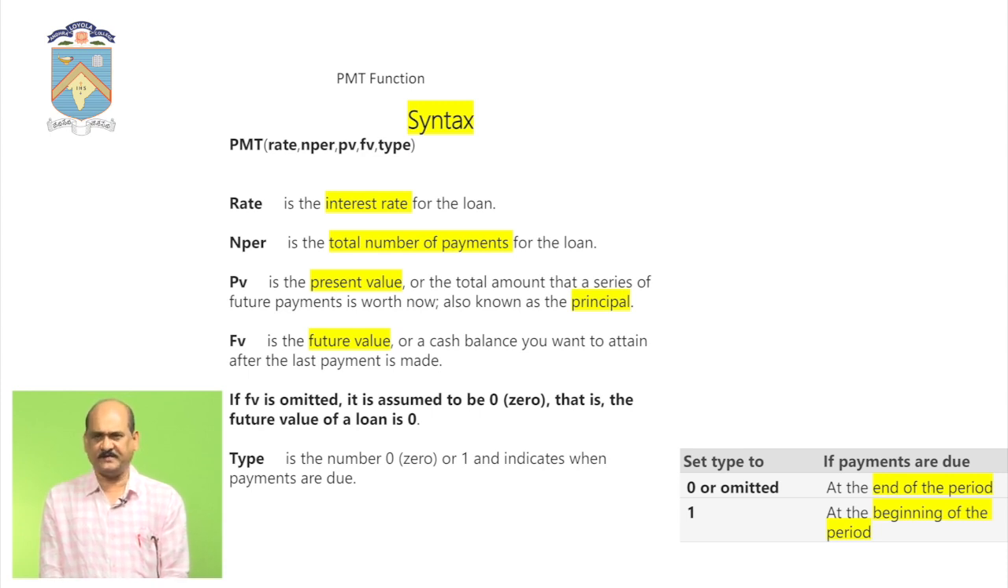The user simply enters the data one after the other, like rate of interest, NPER, that is the total number of payments, and the PV, present value, FV, that is future value, and the type, properly separated by commas and closing the parenthesis. So the work is made simple and you simply put in the data and get the result instantly.